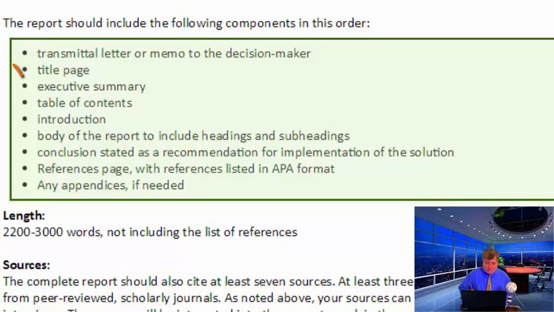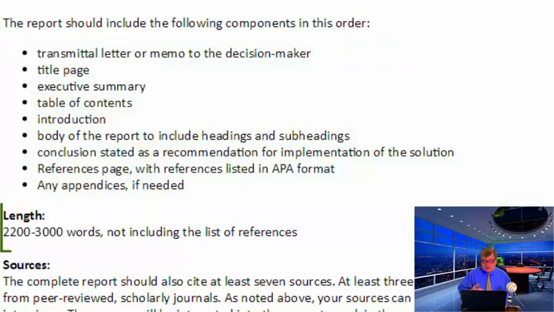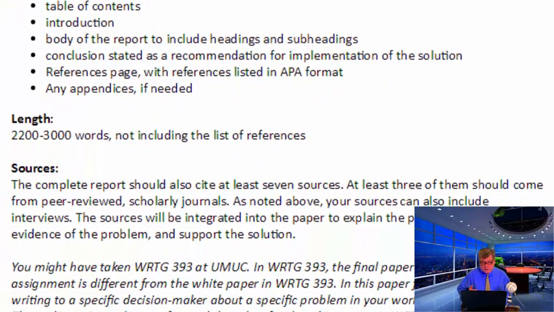And it is followed by the title page, an executive summary of the entire report, a table of contents of the entire report, then the body of your report consisting of the introduction, the body paragraphs, which must include headings and subheadings, your conclusion, which will contain your recommendations or implementations, and then a references page, and then the appendices if you need them. And the suggested length is 2,200 to 3,000 words, which doesn't include your references.